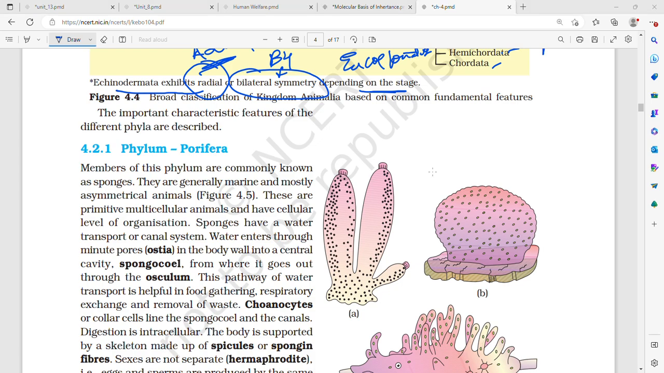So let's see this once again very fast. Porifera, Coelenterata or Cnidaria, then Ctenophora, Platyhelminthes, Aschelminthes, Annelida, Arthropoda, Mollusca, Echinodermata, Hemichordata.